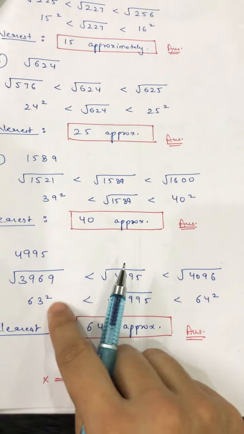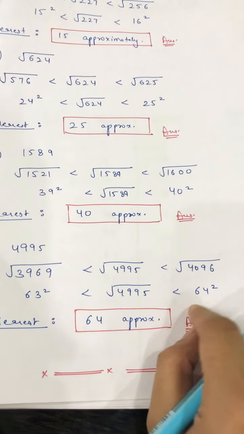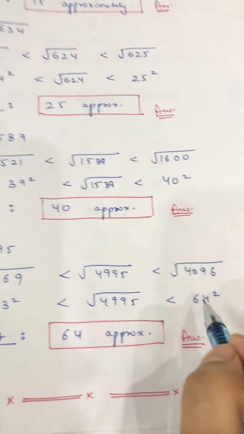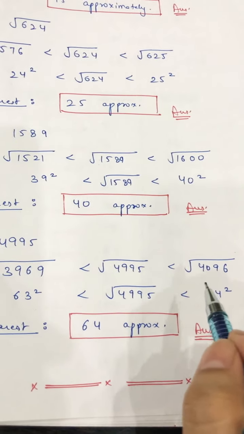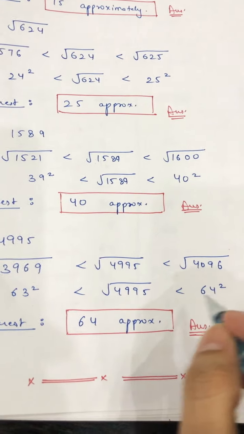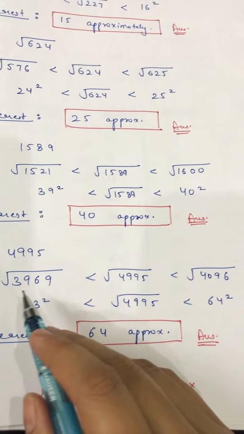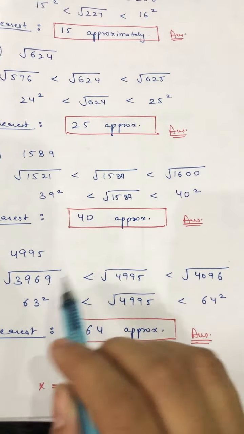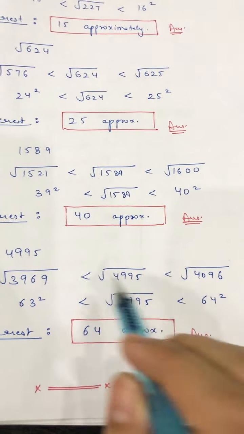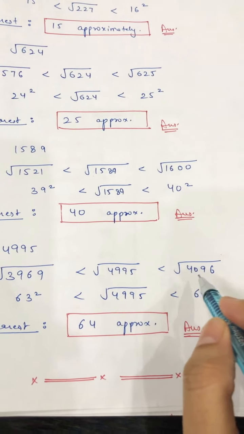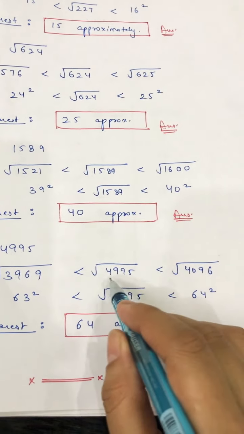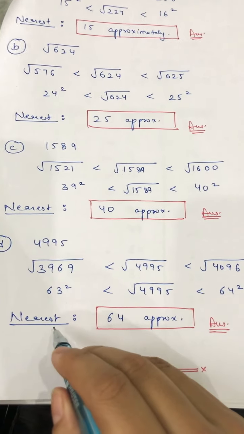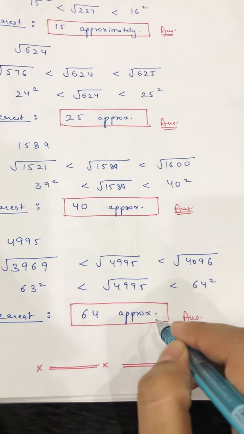If this number is coming on this side, then go for the next number. So 64 square is 4096. Now I am going to calculate 63 square. 63 square is 3969. Now check which number is closer. Obviously 4096 is nearest to this number. So the nearest whole number is 64 approximate.